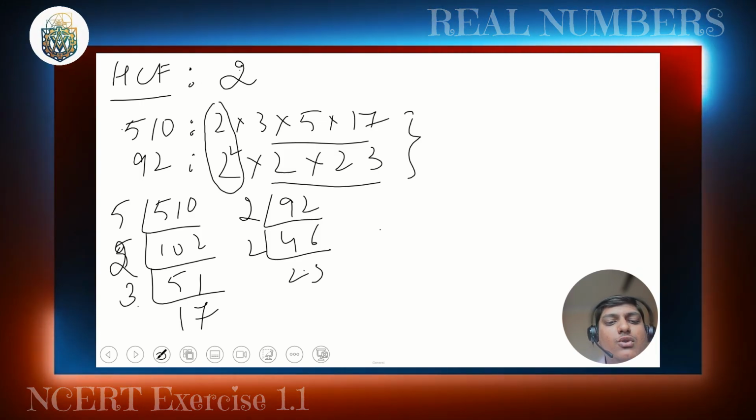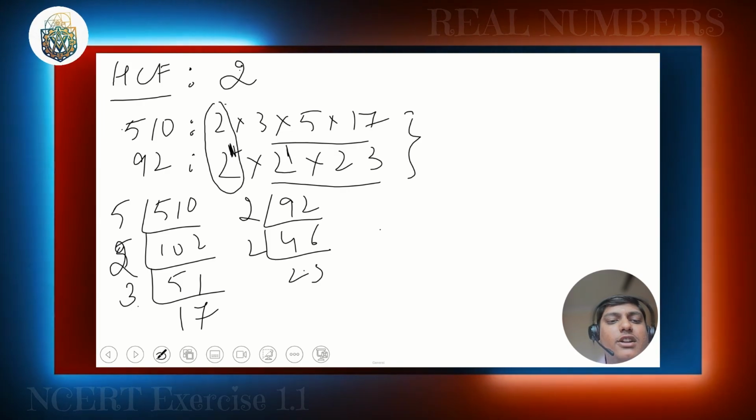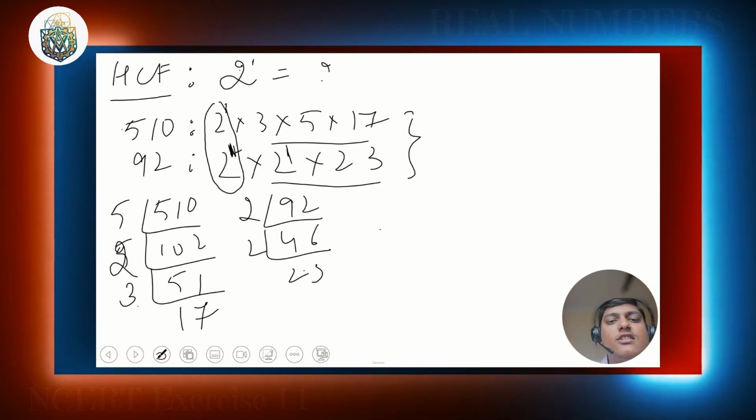Here the power is 2, correct? In this it is repeated 2 times, so basically 2 power 1 into 2 power 1. Here also 2 power 1. What is the least power? It is 2 power 1. So my answer is 2.